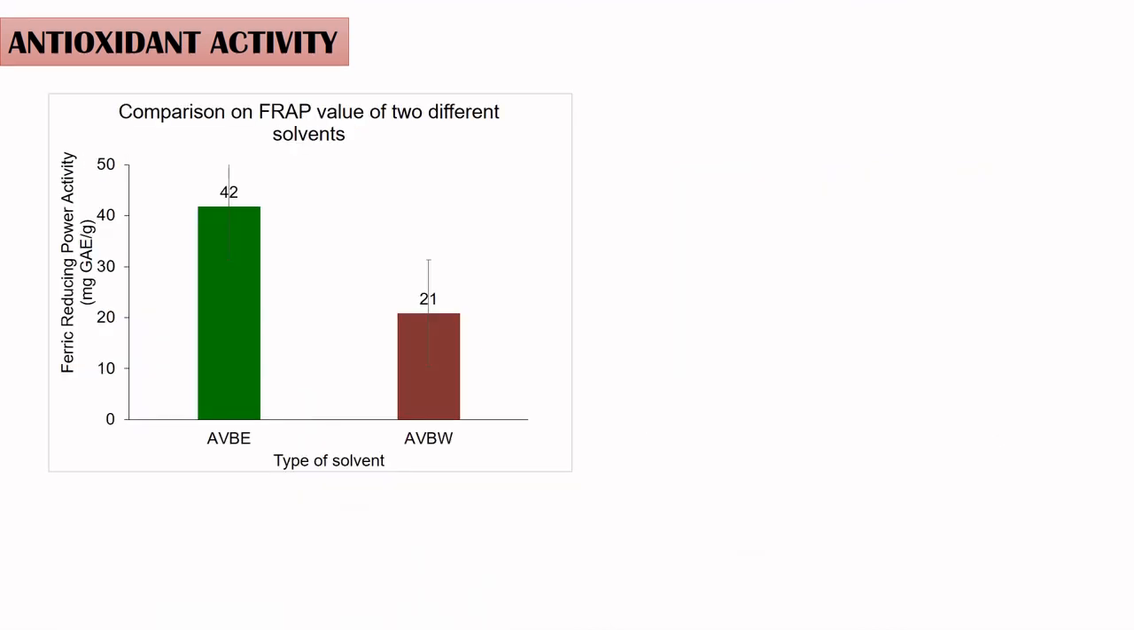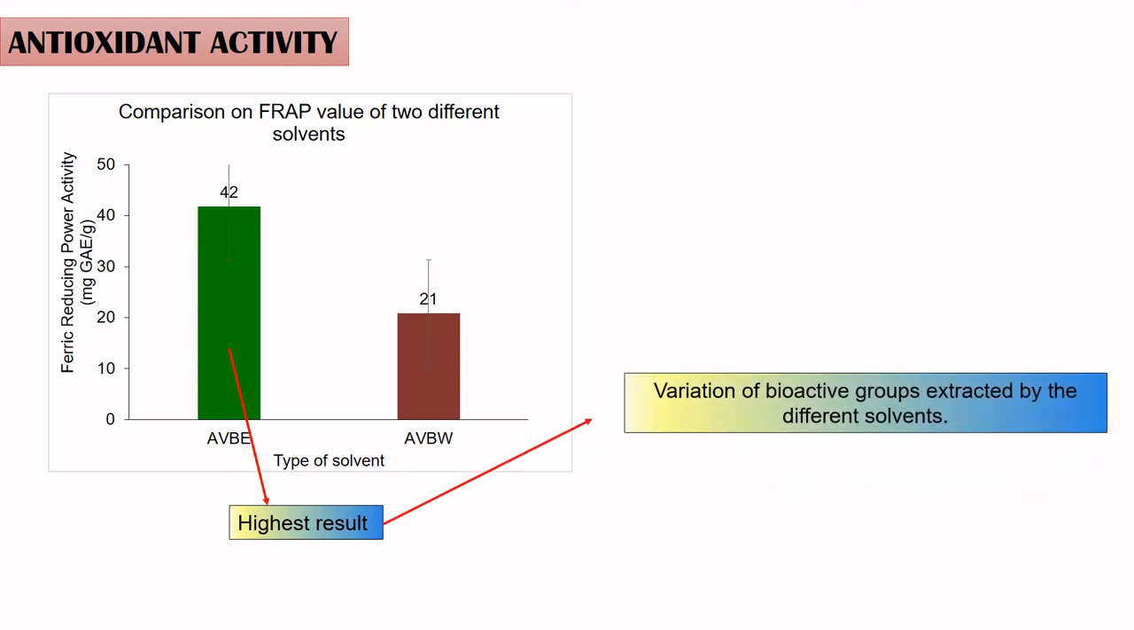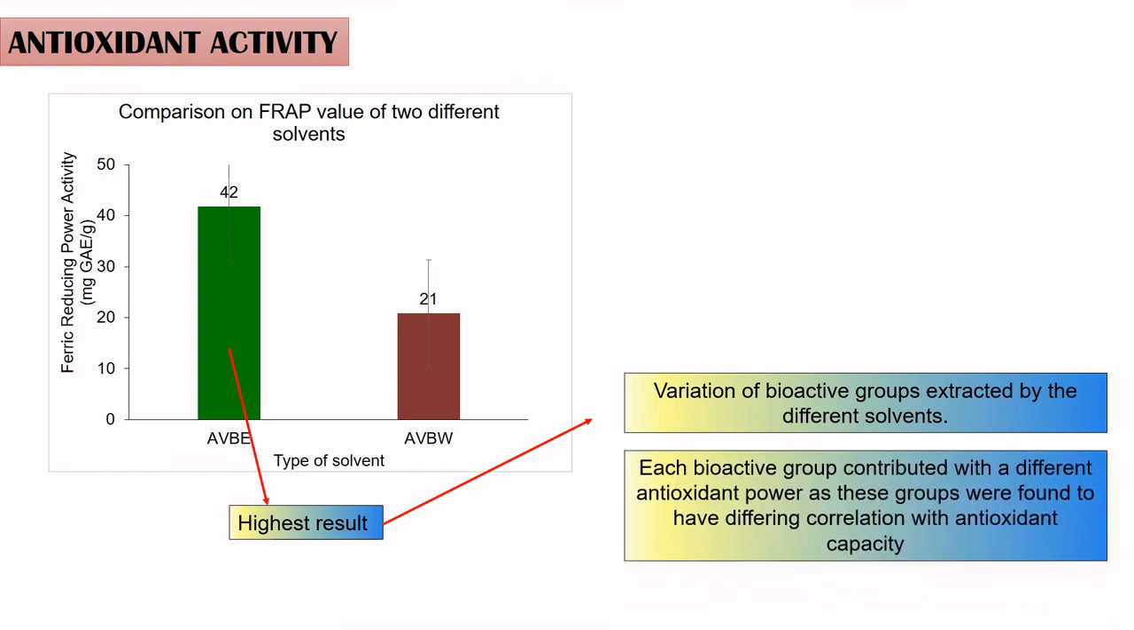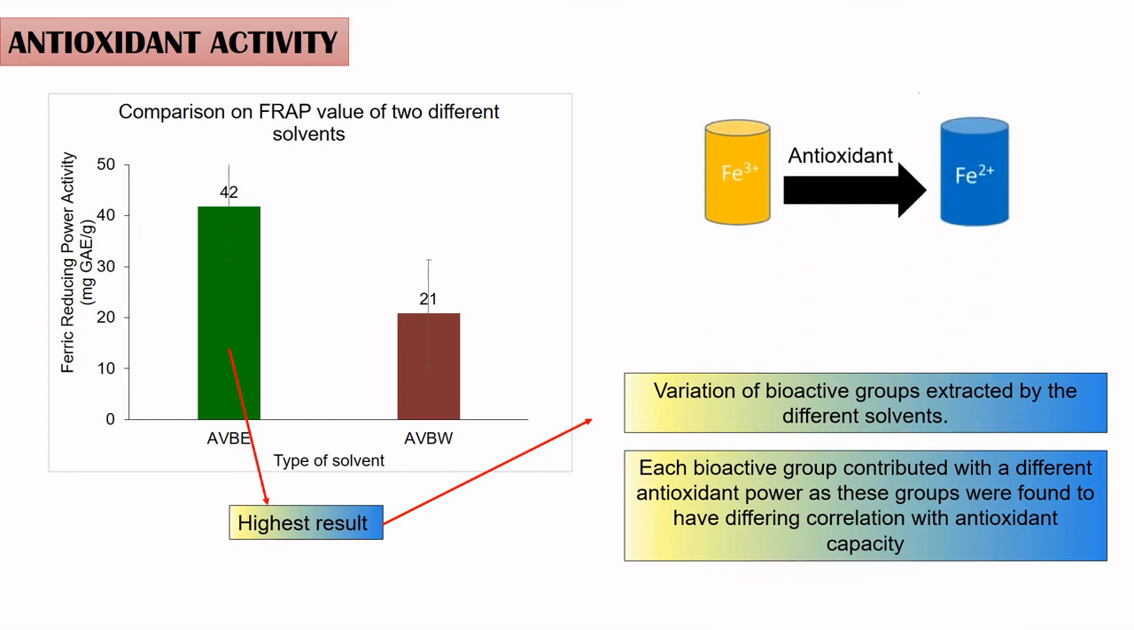Another test of the antioxidant activity is by using the FRAP. So, from the bar chart, we can conclude that AVBE shows the higher result compared to AVBW. This is because of the variation of bioactive groups extracted by the different solvents. So each bioactive group contributes a different antioxidant power, as these groups were found to have different correlations with antioxidant capacity.